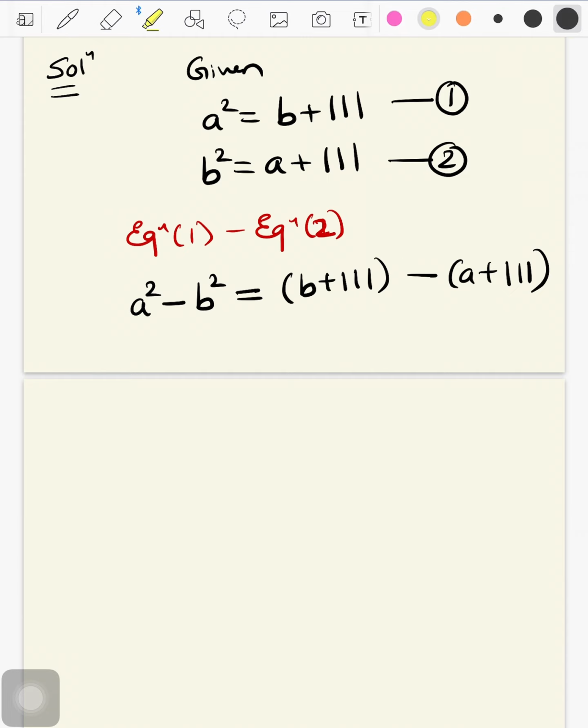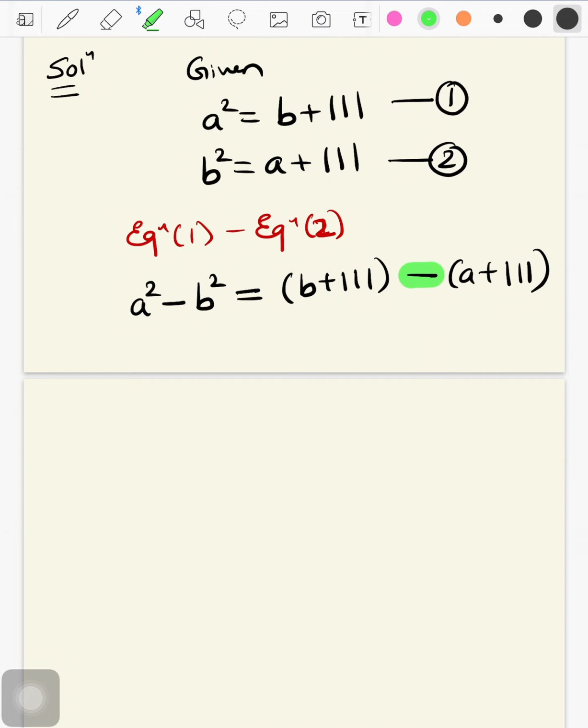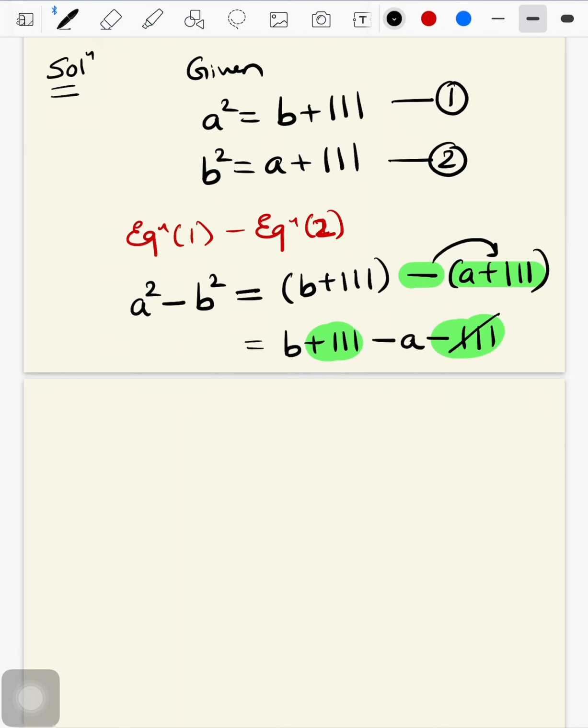When we open the bracket, what will happen here? This minus sign will affect these two terms and their signs will be opposite. So b plus 111 minus a, and when this minus sign acts with plus, it will become minus 111. We can see here that this is positive and this is negative, so both will get cancelled. What is remaining here? b minus a, and on the left side it is a square minus b square.